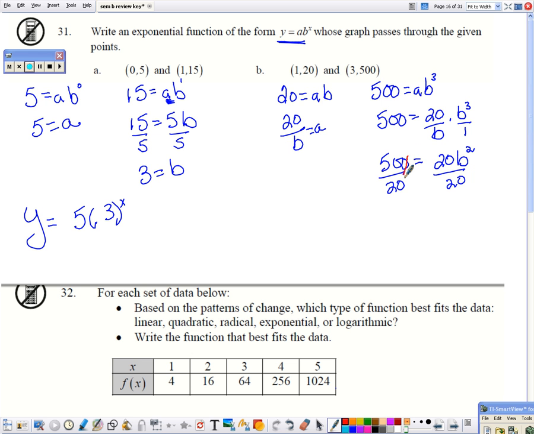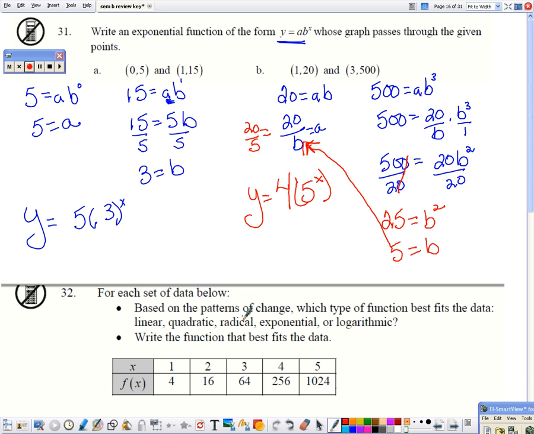Divide both sides by 20. When you do that, these cancel. So 50 divided by 2 is 25. And when I square root both sides, I get 5 as b. You cannot have a negative b. So our equation is going to be 5 to the x, but I need my a. I'm going to take b and plug it back in here. So 20 divided by 5 equals 4.